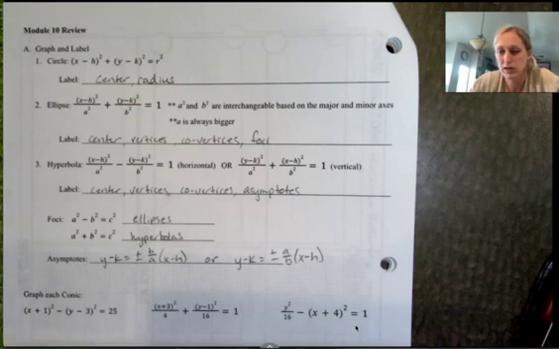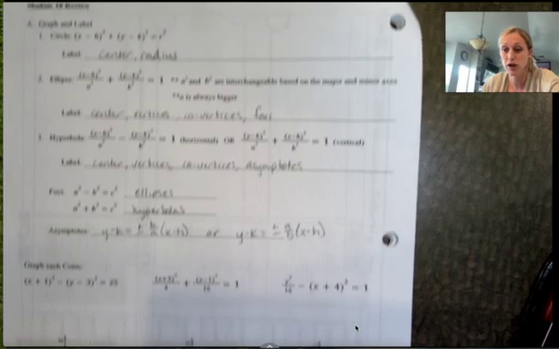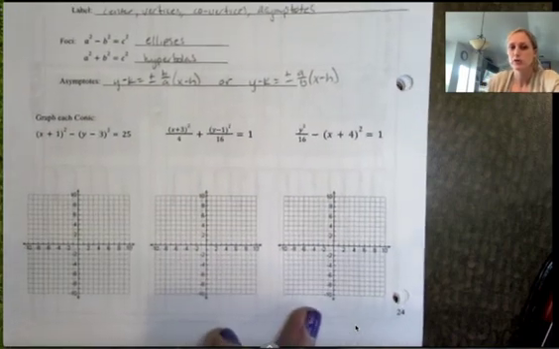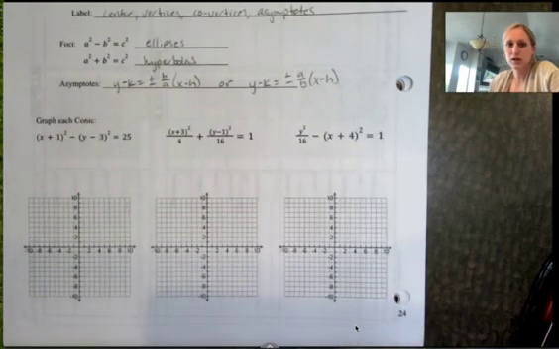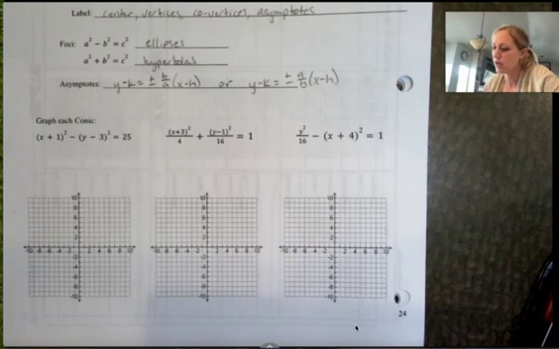This whole unit, we have learned about 3 different conic sections: circles, ellipses, and hyperbolas. You need to know how to graph each one and how to put each one in standard form as an equation. Okay, so here's the important information. We're going to graph each one to start. So being able to identify what each one is.